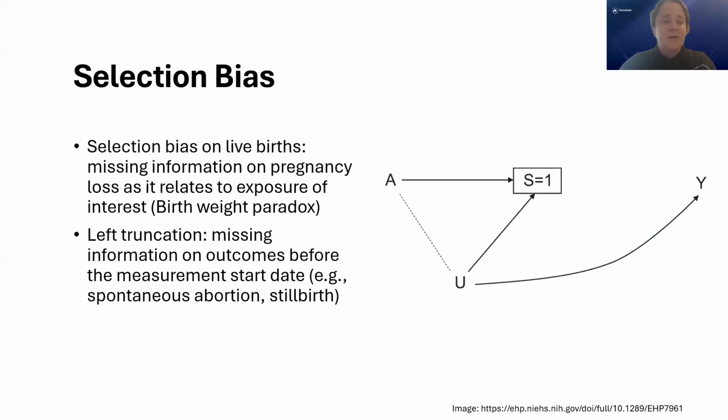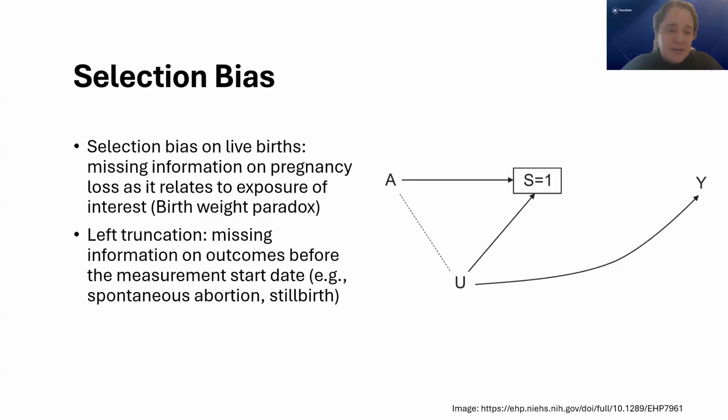And there are two critical types of selection bias in perinatal epidemiology. The first one is selection bias on live births. Oftentimes, we use that population of live births, and that's for a variety of reasons. But when you do that, you're missing information on pregnancy loss as it relates to your exposure of interest. There's a classic example of that called the birth weight paradox, and we'll talk about that in a couple slides. But that's something to really consider when you're defining your cohort.